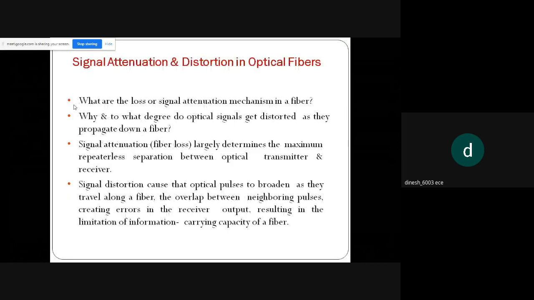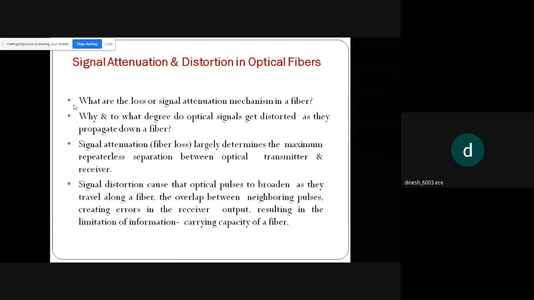So to start with, attenuation. First we'll define what attenuation is, and what distortion is. Then we'll go in depth into attenuation and distortion.